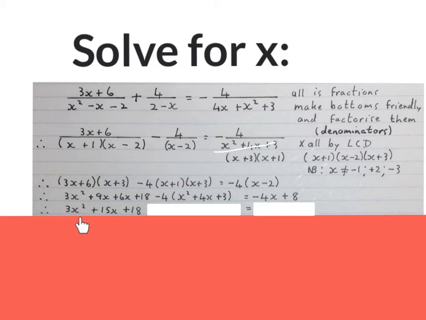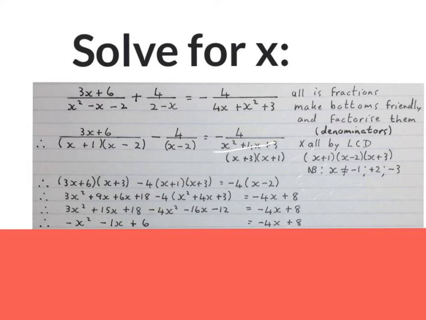Keep the 3x squared, add the 9x plus 6x is plus 15x, keep the plus 18, times the minus 4 into this bracket, and get the answer, and just bring this minus 4x plus 8 down. Like I said previously, I'd like to simplify the left-hand side and keep the right-hand side for a minute. I'm not going to spend a lot of time on this.